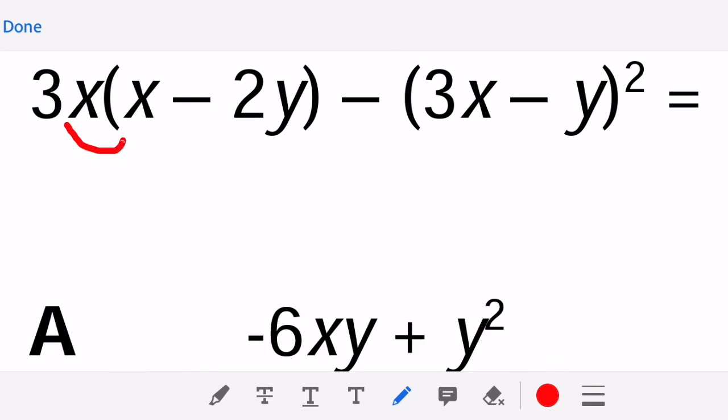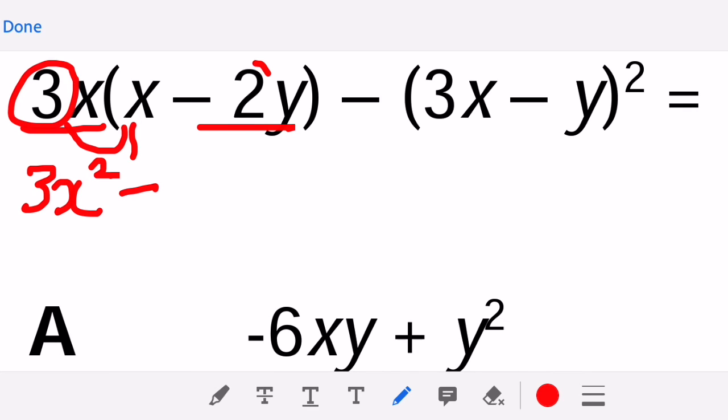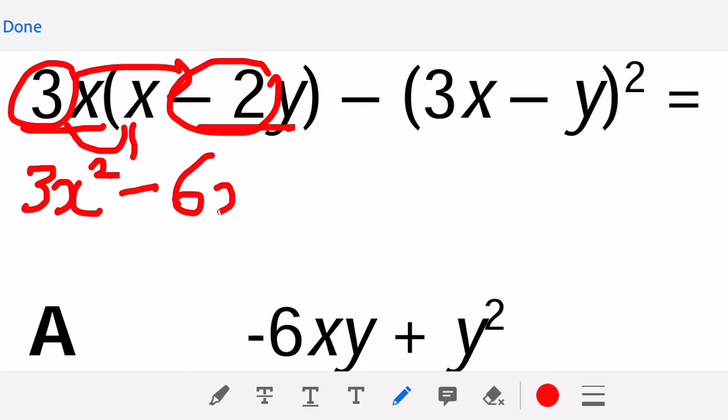You see, you just times 3x times x. x times x will be x squared. It's just like 2 times 2, 2 squared. Always think of number. 3x times negative 2, you take the number 3 and negative 2, multiply, you get minus 6. Then x times y, xy.